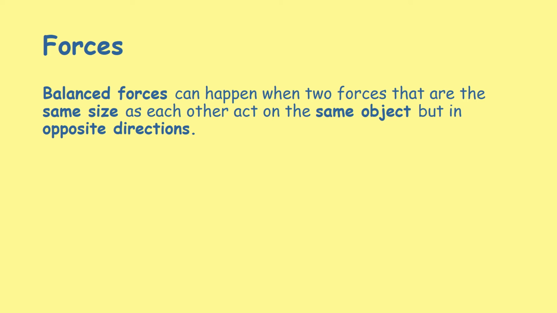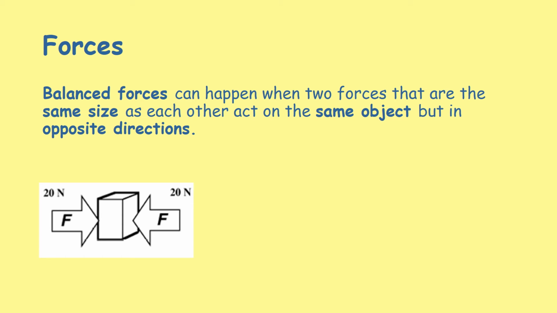Balanced forces can happen when two forces that are the same size as each other act on the same object but in opposite directions. We have an object in the middle just here, and there is a force being applied to the left of the object, 20 newtons, and a force being applied to the right of the object, again 20 newtons. These forces are in opposite directions, and they are the same size, therefore these are balanced forces.